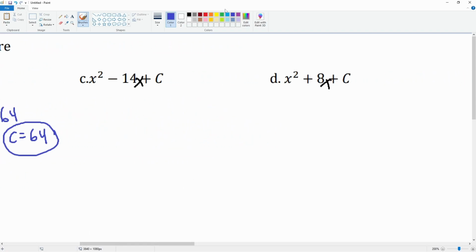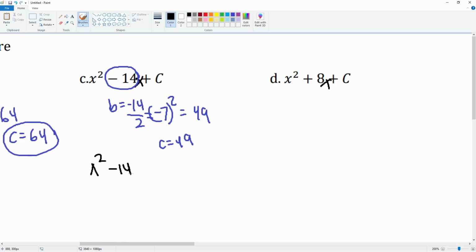C. Let's grab the b value first. The b value here is negative 14. We want to divide this by 2. This gets you negative 7. Then we square it. Negative 7 squared is 49. Remember, any number squared is always going to be positive. So that constant that we're adding is 49. So x squared minus 14x, we're going to add this constant of 49. This will complete it. So the answer is c is equal to 49.